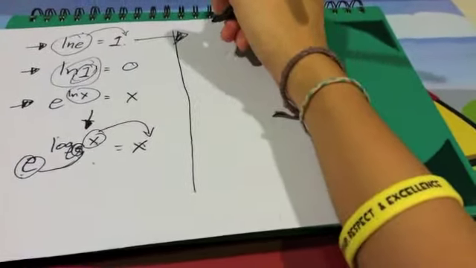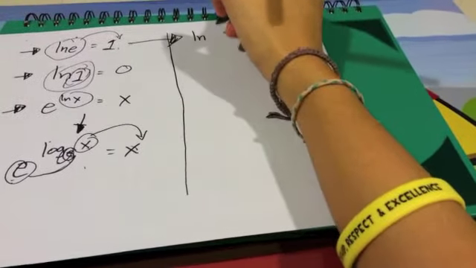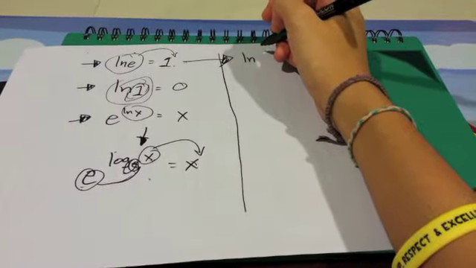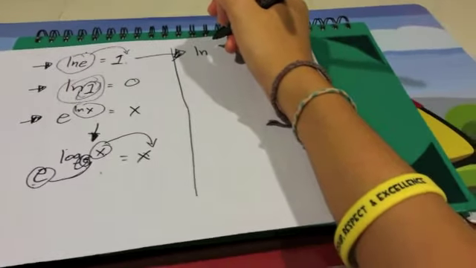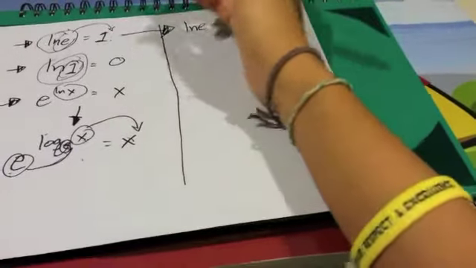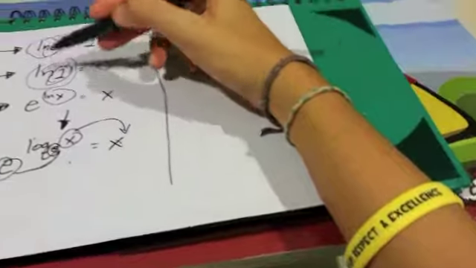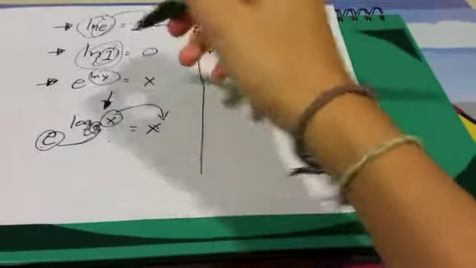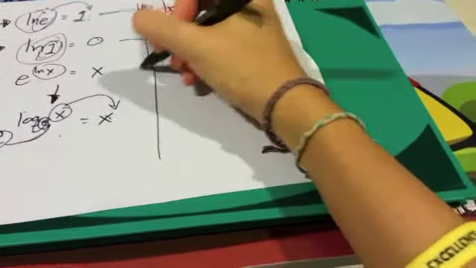What example? ln. Yeah, if it's ln e, it will be 1. So I can give the example for that. And this one also, if it's ln 1 is equal to 0, it will be like that, constant. And this we can do.